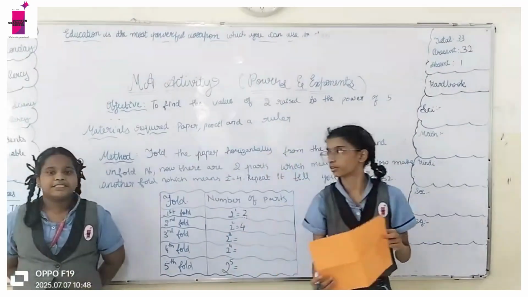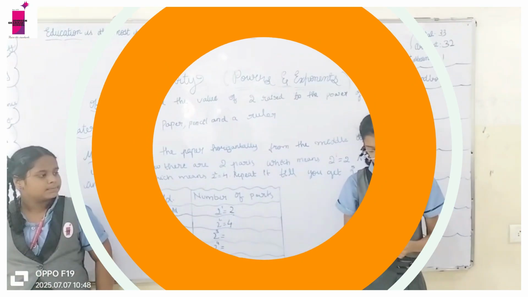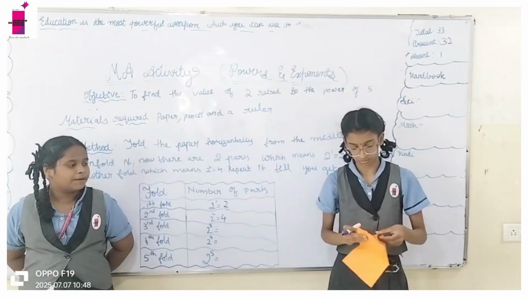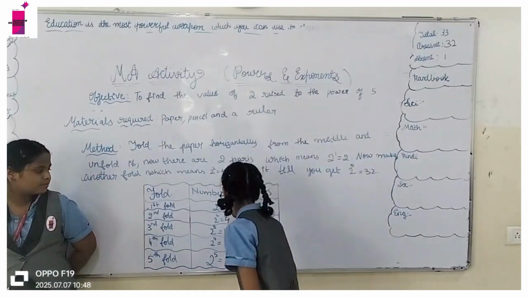Let us repeat the same process again and fold it another time. Unfold and observe the paper. There are 8 parts, which means 2 raised to the power 3 is equal to 8.